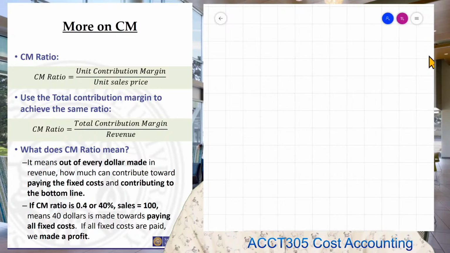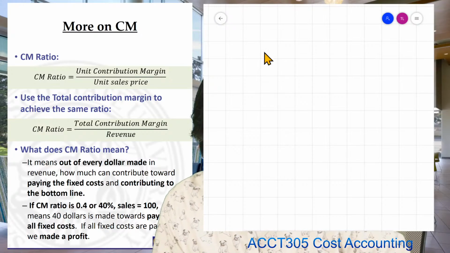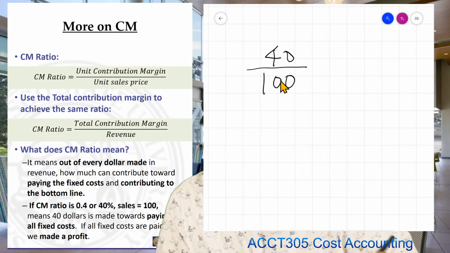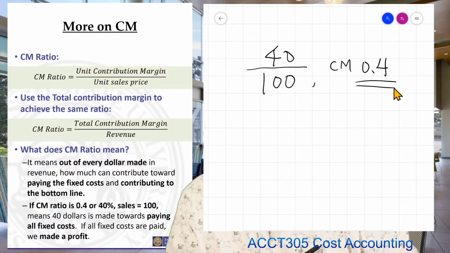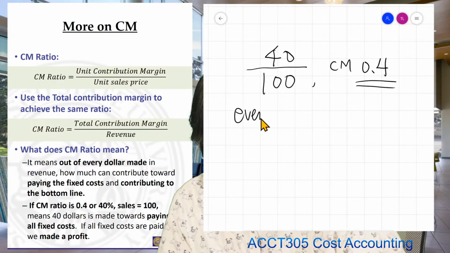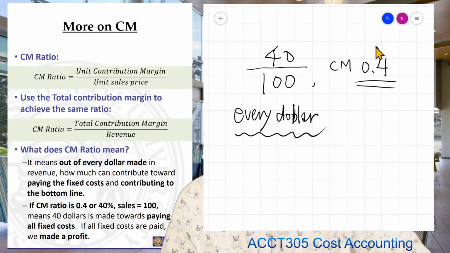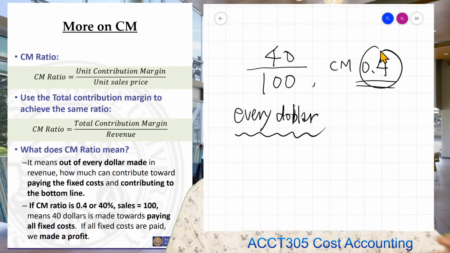let me clear this canvas so I can show you. So you see, let's say the total contribution margin is 40 and your total revenue is 100, right? So that means your CM ratio is 0.4, right? Just exercise this sentence: out of every dollar, $0.4 can be used towards paying our bottom line, right?